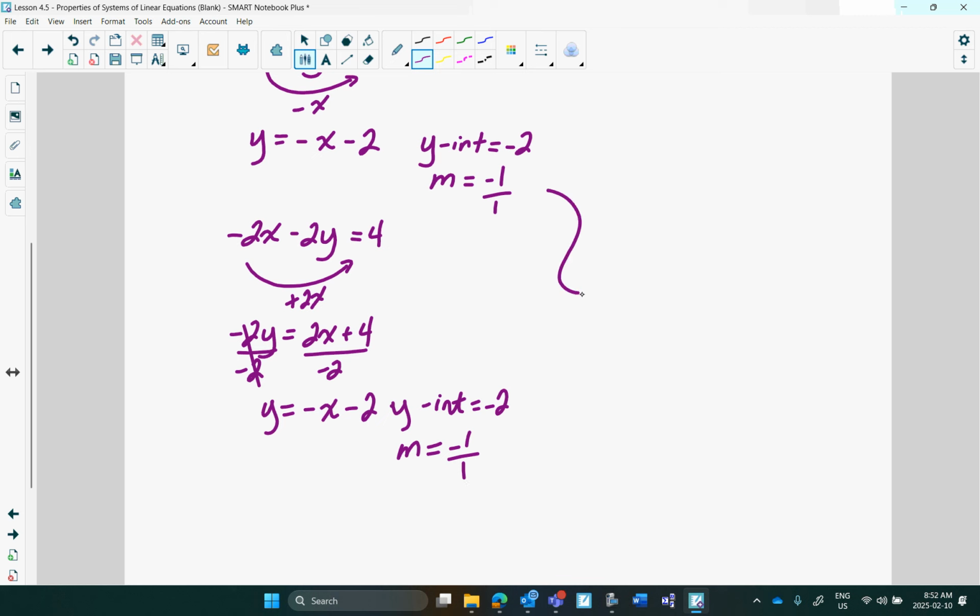But perhaps you already recognize both lines are the same. How many solutions if both lines are the same? If one's right on top of the other? Infinite.